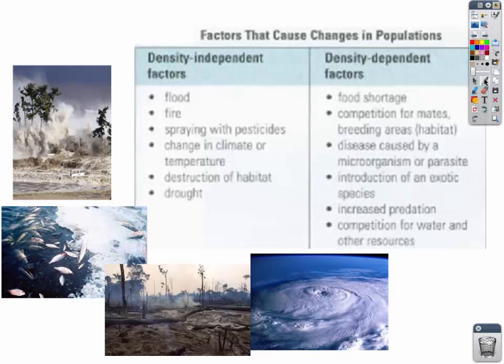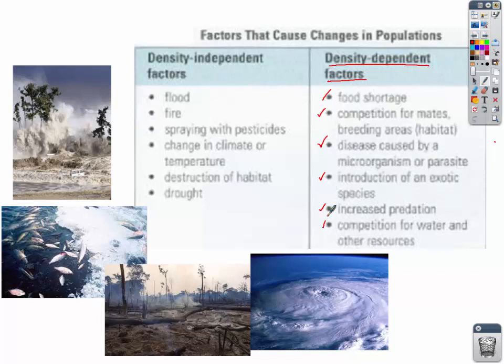I know this is a little blurry, but I really like this table here. These are factors that cause changes in population. If you notice here, some of those factors that cause changes in populations are our density-dependent factors. So food shortages, competition, disease, introduction of an exotic species, predators, and then your competition. Those are the density-dependent factors.